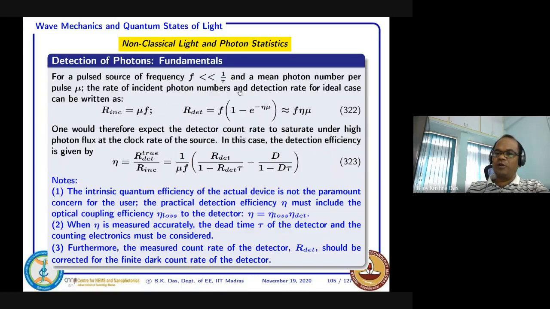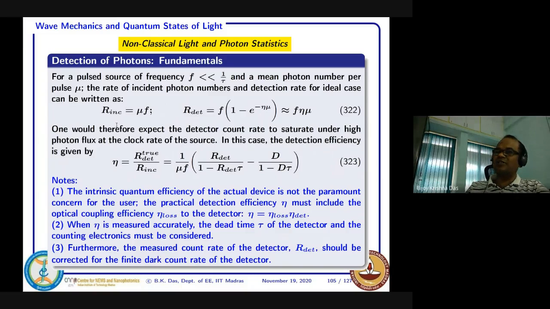The rate of incident photon number and the detection rate of the ideal case can be written as, you see, the incident photon number will be mu times frequency, the repetition rate. So every pulse you have a mu number, and if you multiply by the frequency, then you can calculate the overall incident rate onto the photodetector. This is per second, and this is an average number. So per second, one pulse comes, and that many pulses come per second. If you just multiply that, then you can get the rate of incidence.